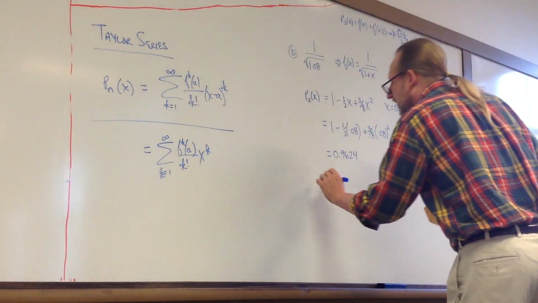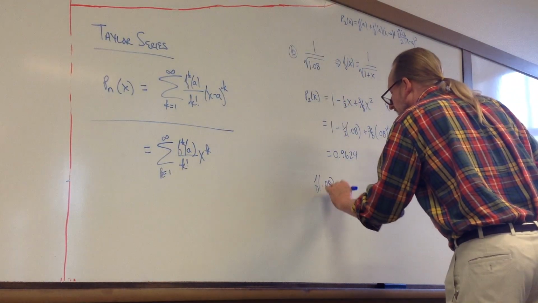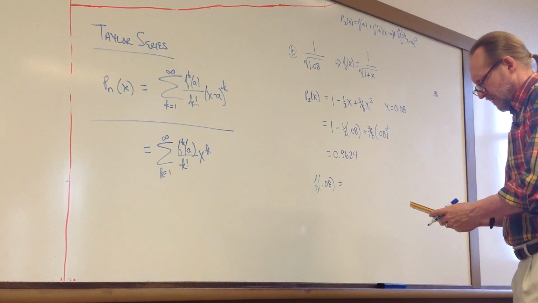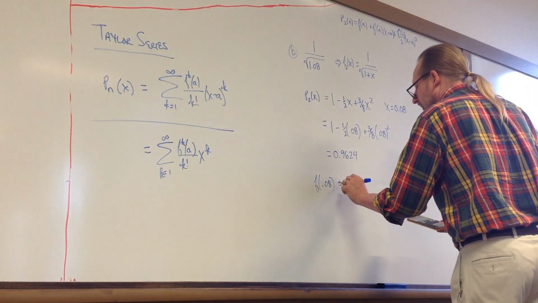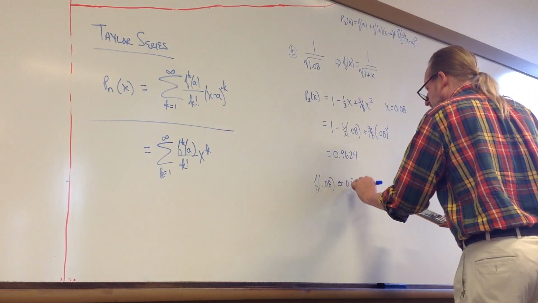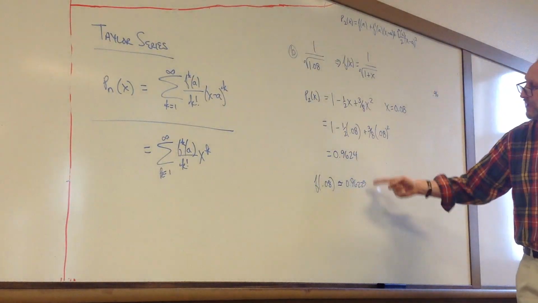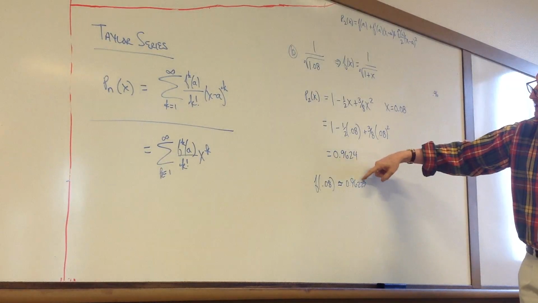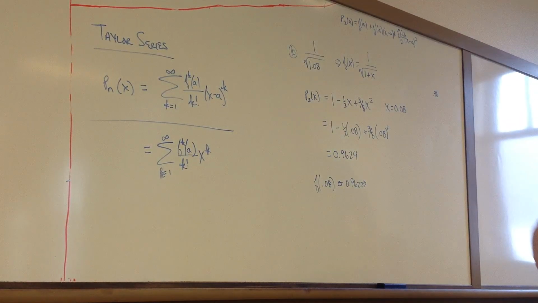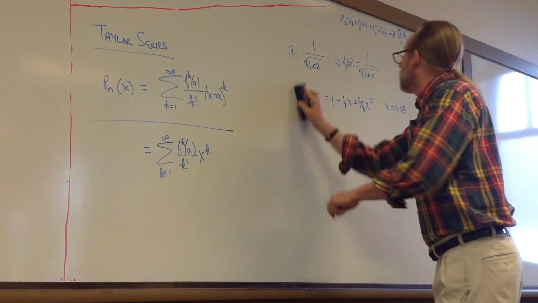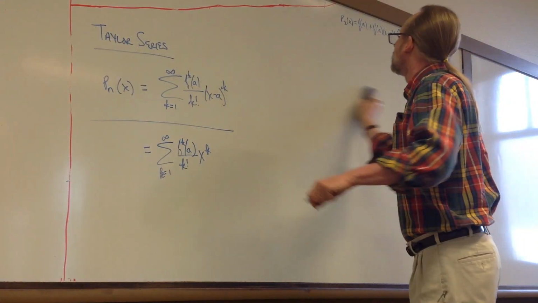And what actually is f of 0.08? What is 1 divided by the square root of 1.08 approximately? So this is going to be 0.96225 or so. And so you can see we're pretty close here, right? We're off by like 2 10,000ths, right? And so how good the approximation needs to be depends on what you're using it for. All right, let's look at one more, and then we'll wrap things up for this assignment.